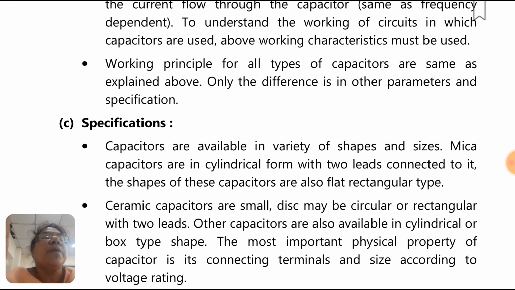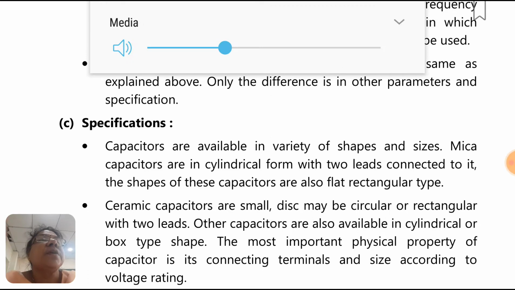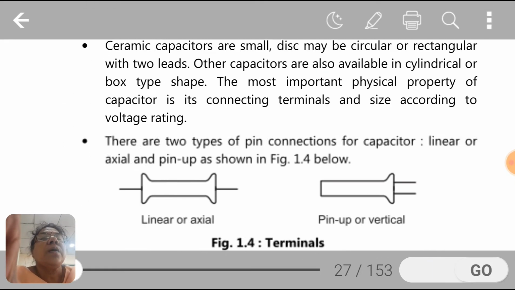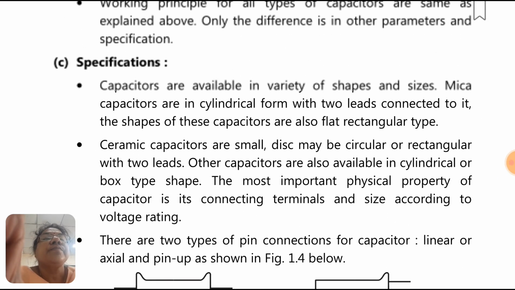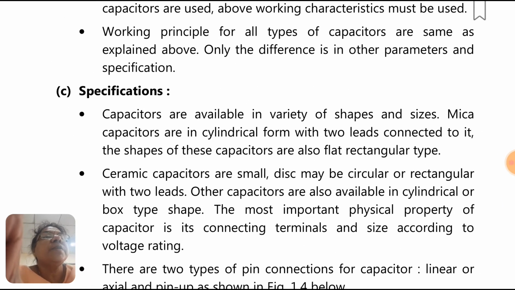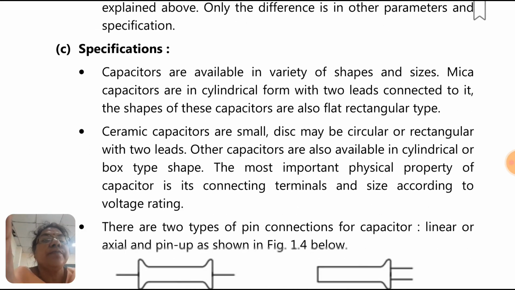Now the working principle for all types of capacitors is the same as explained above. The only difference is in other parameters and specifications. So what are the specifications of a capacitor? Capacitors are available in a variety of shapes and sizes. Mica capacitors are in cylindrical form with two leads connected to it. Ceramic capacitors are small disc type and may be circular or rectangular with two leads.